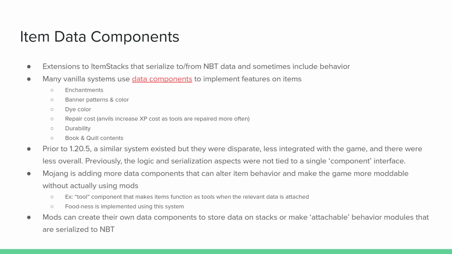And then you have item data components. These are a new thing from 1.20.5. They're extensions to item stacks that let you serialize data to and from them and include that behavior into an item. So a lot of vanilla systems use this to add data to items. Enchantments, banner patterns, dye color, repair cost, durability, they all use item data components, which attach data to item stacks.